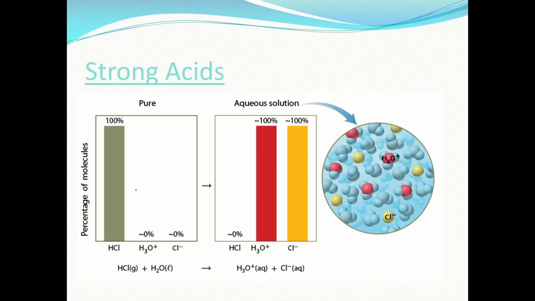Here's another way of looking at it. We start off with 100% HCl. After we allow it to react, you can see that there's no HCl remaining, and almost all of it turned into ions.